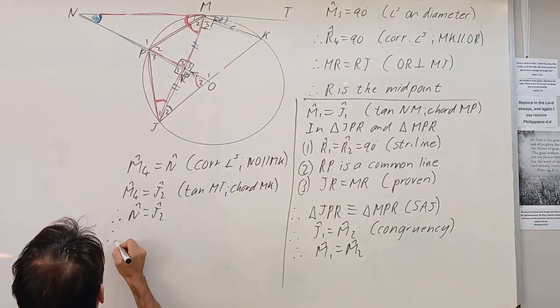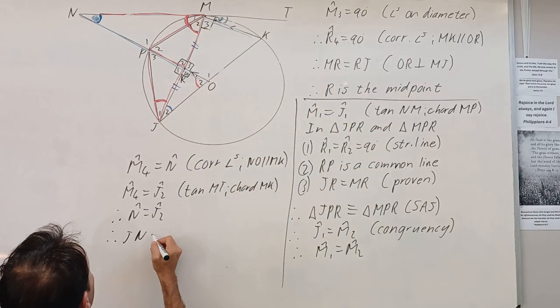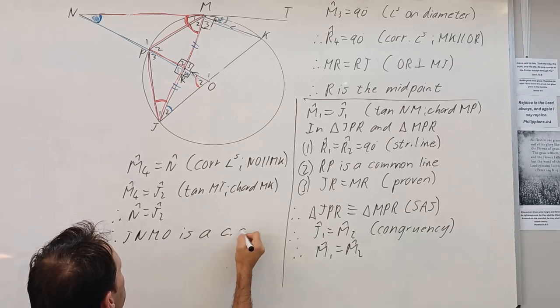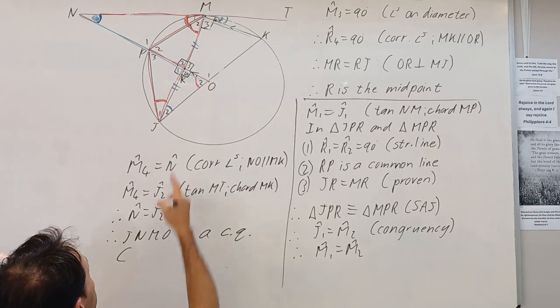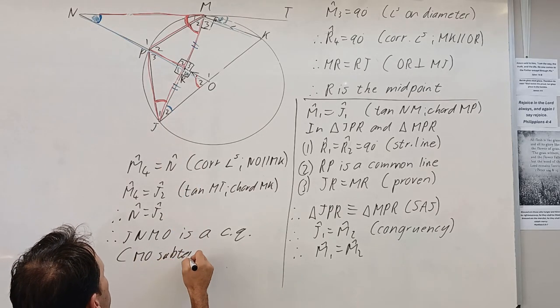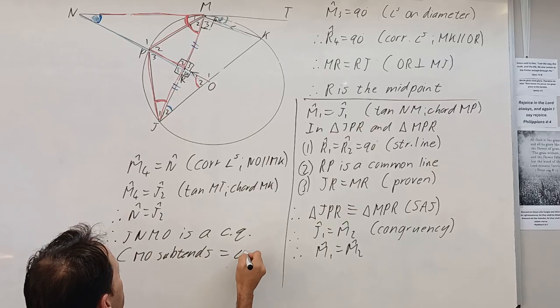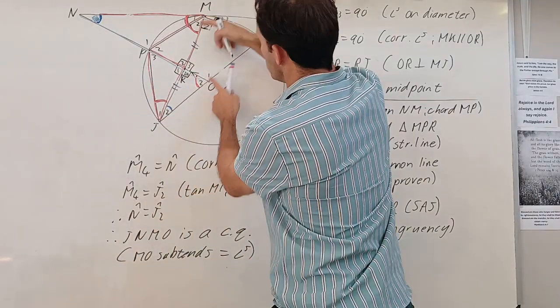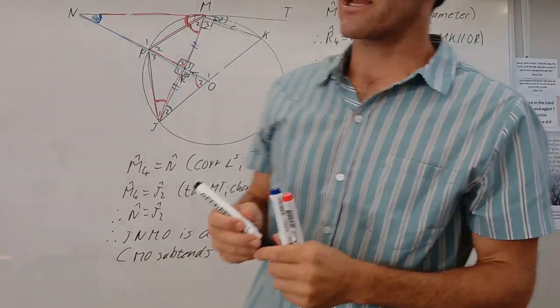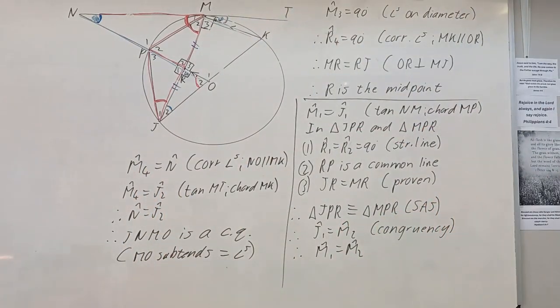So we can say therefore JNMO is a cyclic quadrilateral. Reason: MO subtends equal angles. Okay, MO subtends equal angles. So therefore there has to be a cyclic quadrilateral.